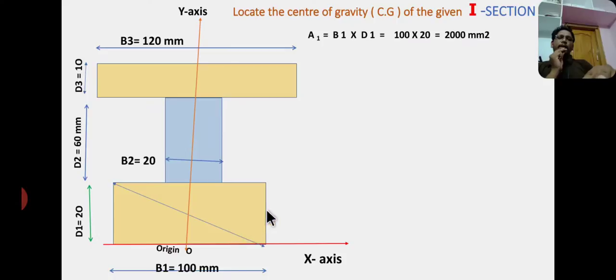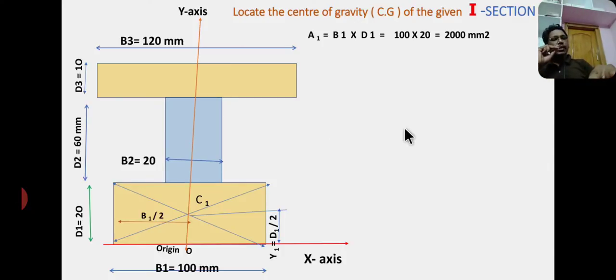So I am drawing the diagonal lines to locate the individual centroids. So C1 is the centroid of the bottom rectangle at a distance of y1 from the x-axis. This is the y1. Here x1, x2, x3 values are equal to 0 because the given section is symmetric about the y-axis. Therefore x1, x2, x3 equal to 0. You have to find the values of y1, y2, y3 only. So y1 equal to half of the height, that is D1 by 2.